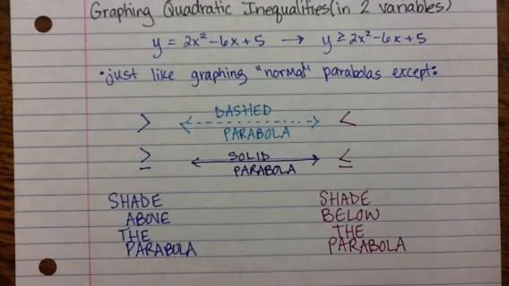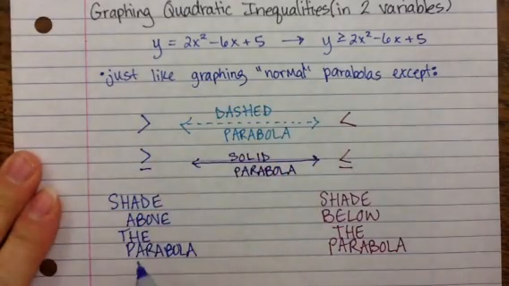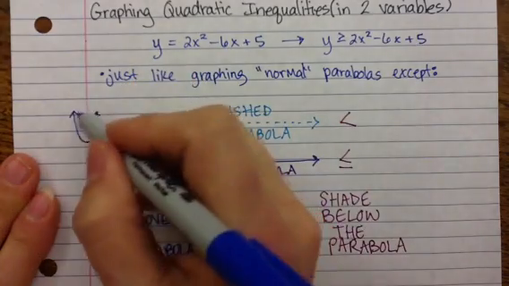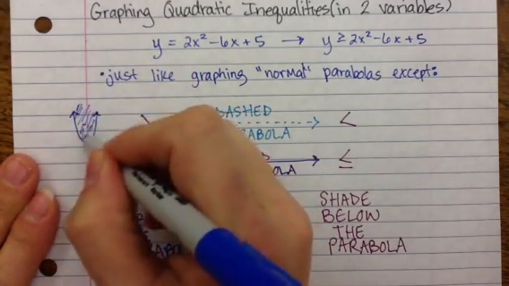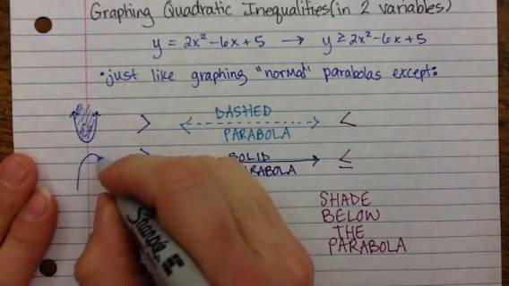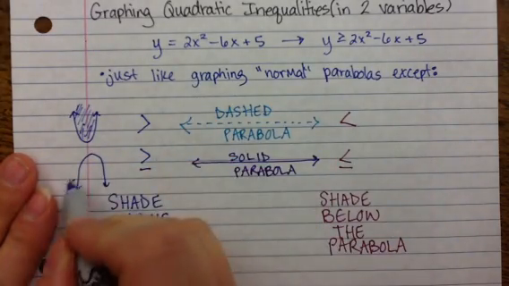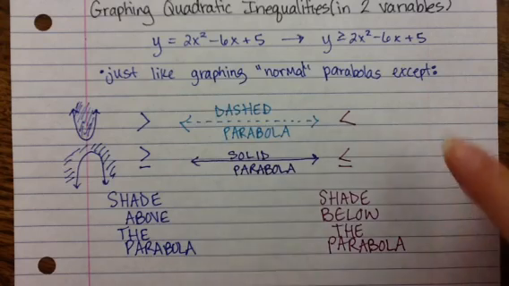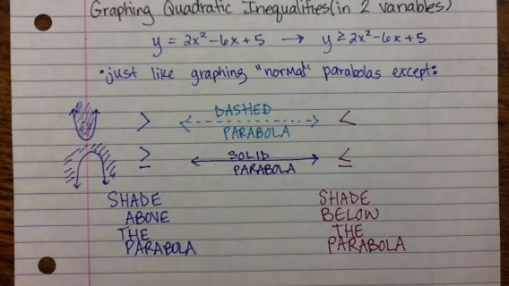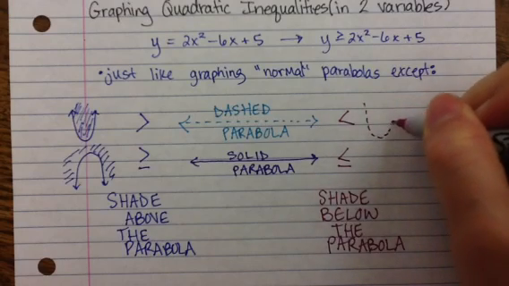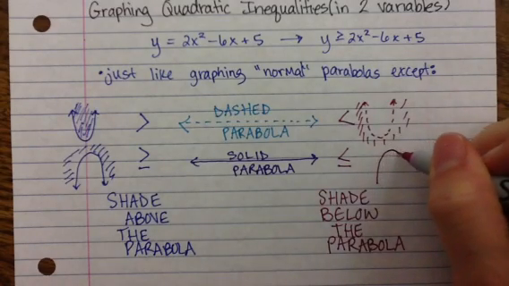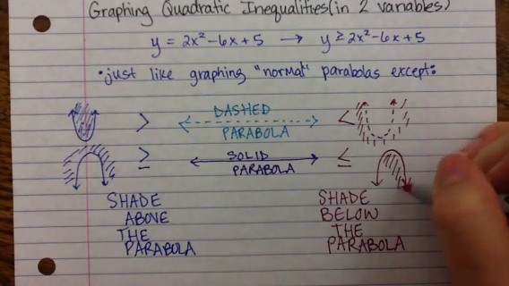Now these graphs are going to look different depending on whether your parabola opens up or opens down. On the shade above the parabola, if your parabola opens up, then you're going to be shading above the parabola, which will be inside. But if the parabola opens down, then you're going to be shading above the parabola, which would be on the outside. On the parabolas that you shade below, if your parabola opens up, then you'll be shading outside. But if the parabola opens down, then below will be inside.